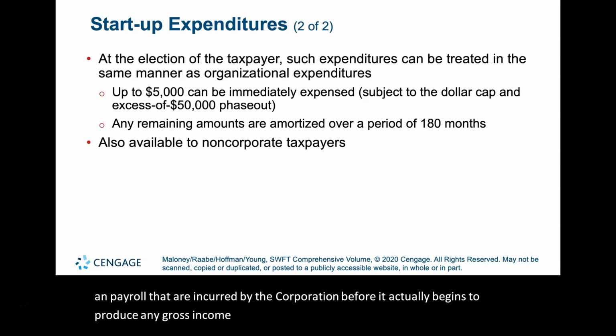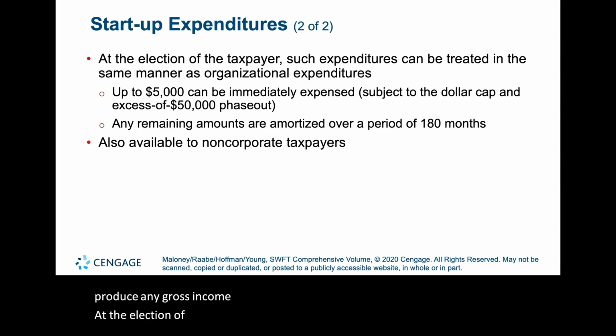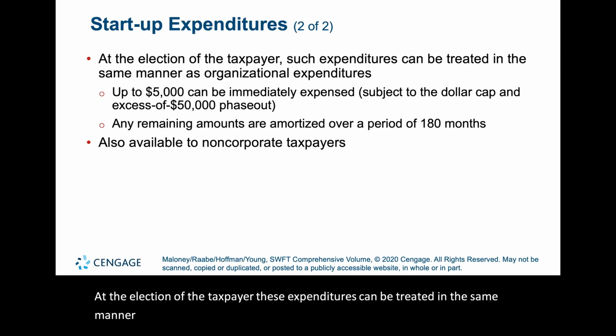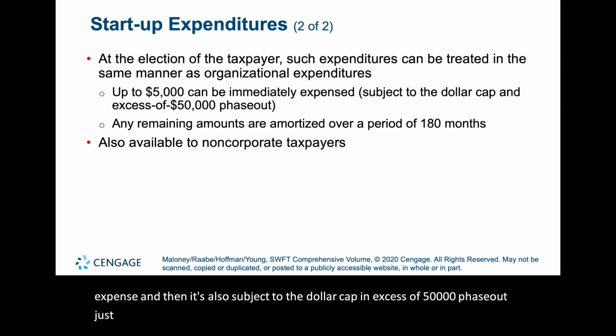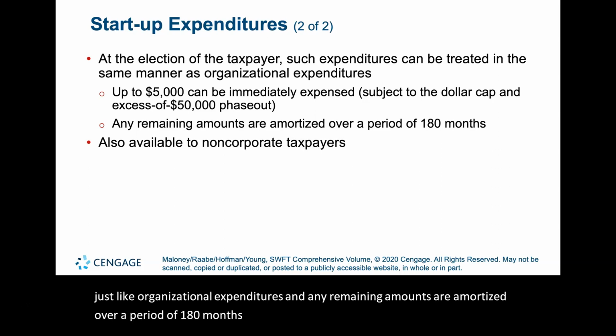At the election of the taxpayer, these expenditures can be treated in the same manner as organizational expenditures. So up to $5,000 can be immediately expensed, and then it's also subject to the dollar cap in excess of $50,000 phase out, just like organizational expenditures. And any remaining amounts are amortized over a period of 180 months, and it's also available to non-corporate taxpayers.